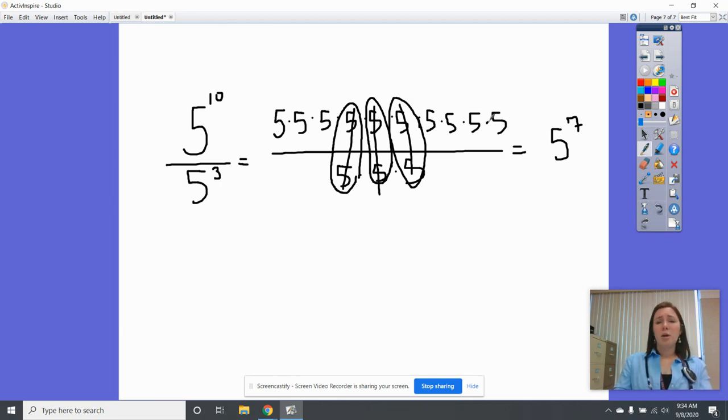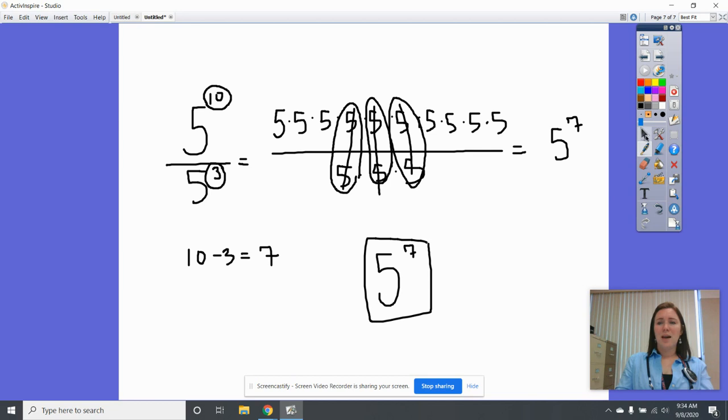Now, that was the long process, counting everything out, canceling things out. The fast process would be to subtract the top exponent minus the bottom exponent. So 10 minus 3 equals 7. So our answer is 5 to the power of 7. So that is the quotient rule for exponents.